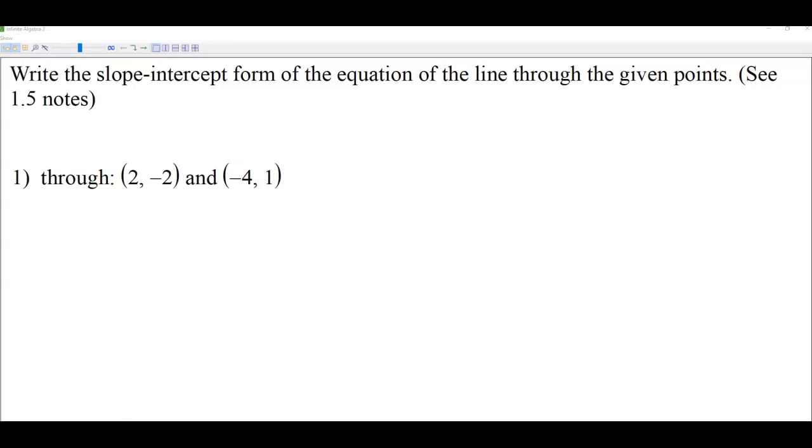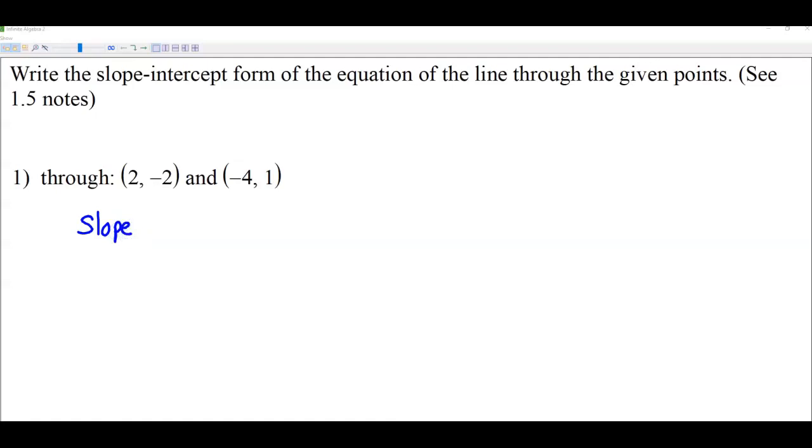Alright guys, so let's go ahead and go through the odd problems together here. Number 1 says write the slope-intercept form of the equation of the line through the given points. So to graph the equation of a line, the first thing we've got to do is find our slope.